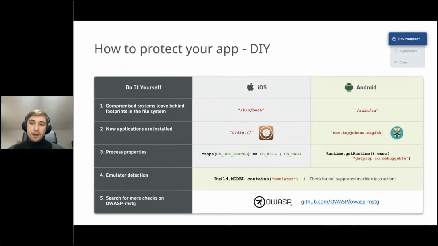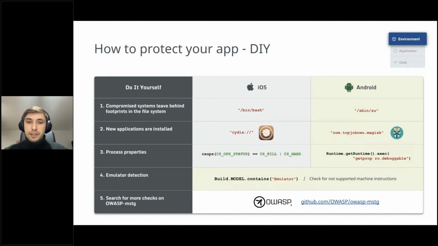So right now, let's talk about how you can protect your app on your own. Firstly, a jailbroken or compromised device leaves a lot of footprints inside the file system. For example, the bash binary can be found on iOS, or su can be found on Android. There are way more files like that, and for sure you can find at least 20 more online. But if you use those two, it will be enough for a basic protection. Then you can also check for applications that are installed on the system.